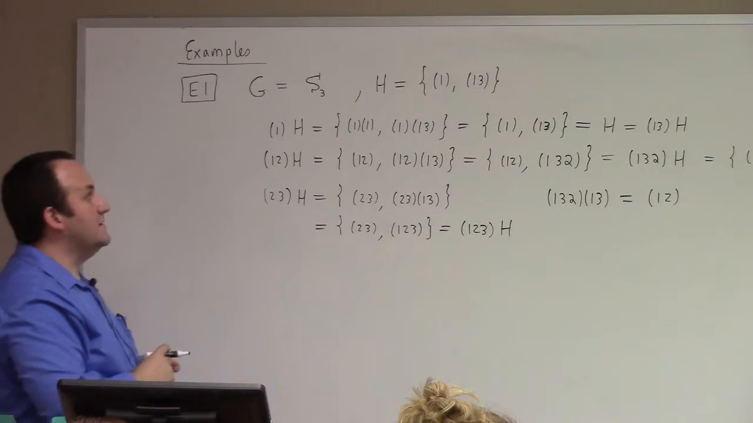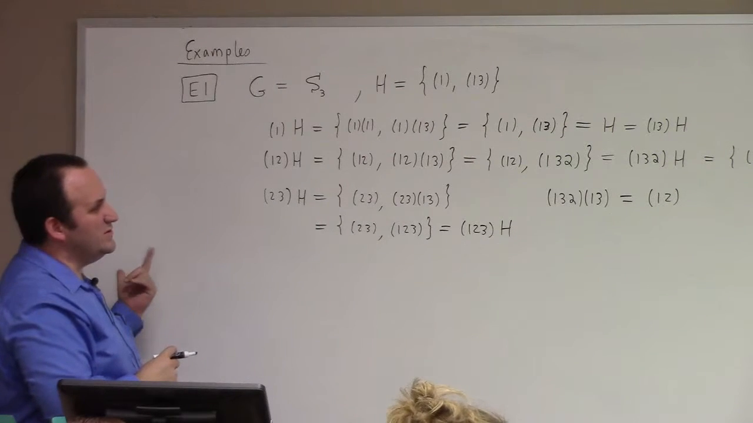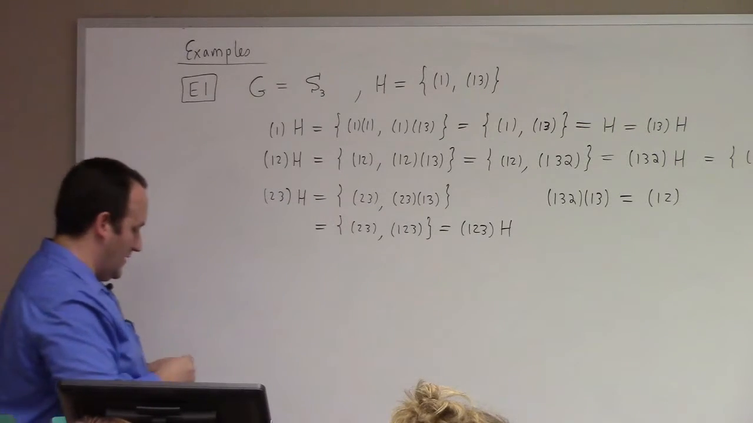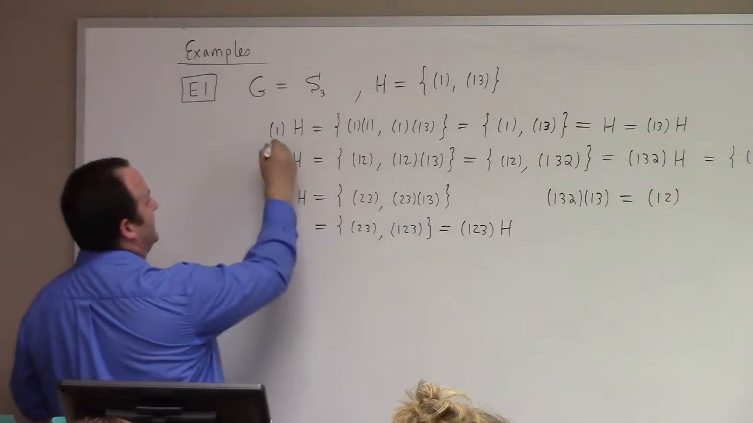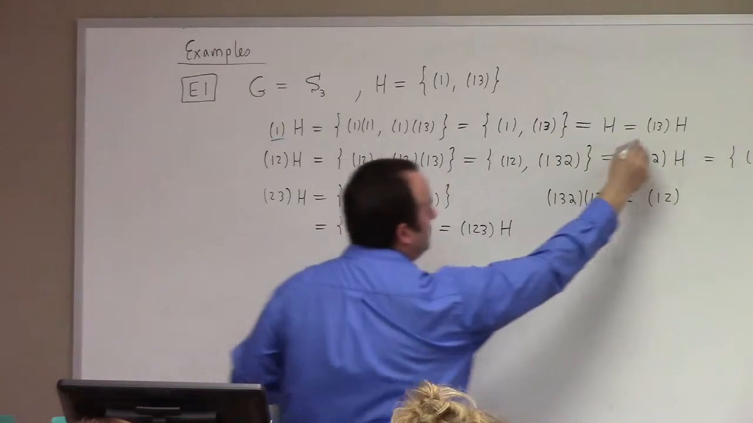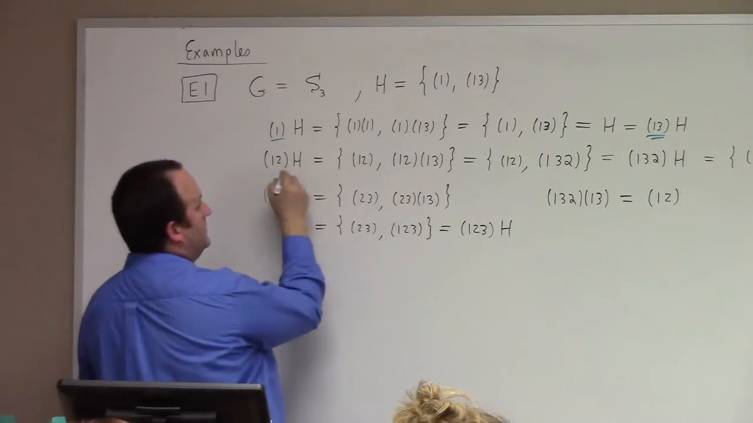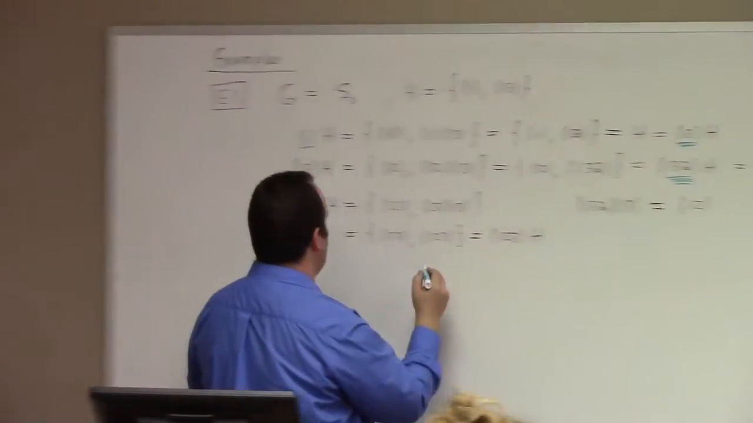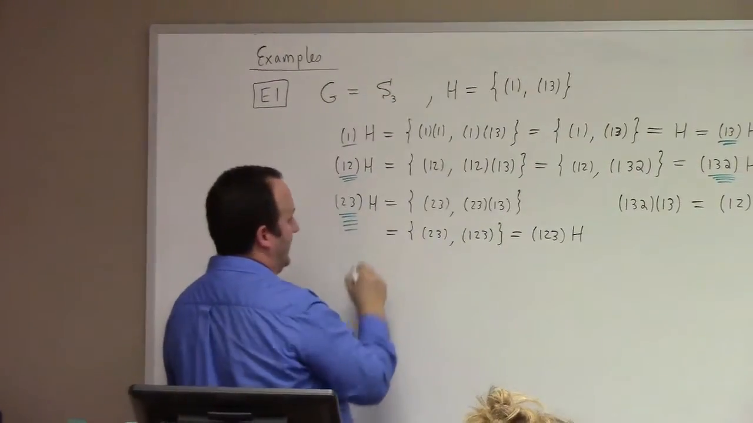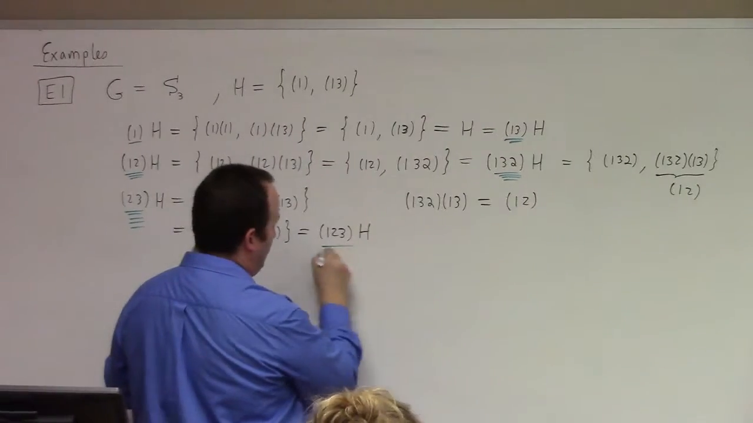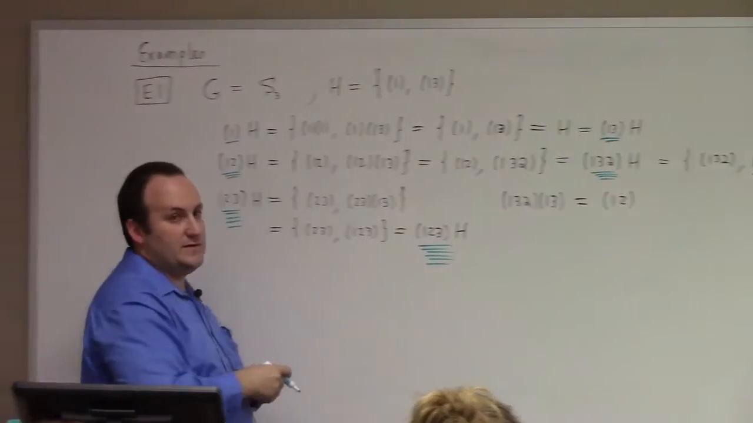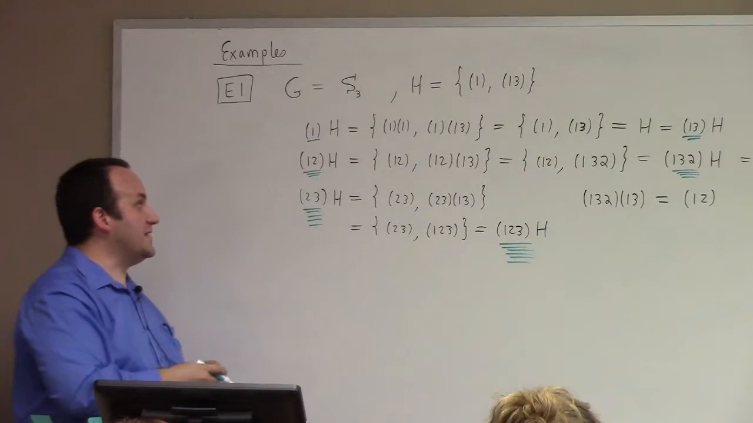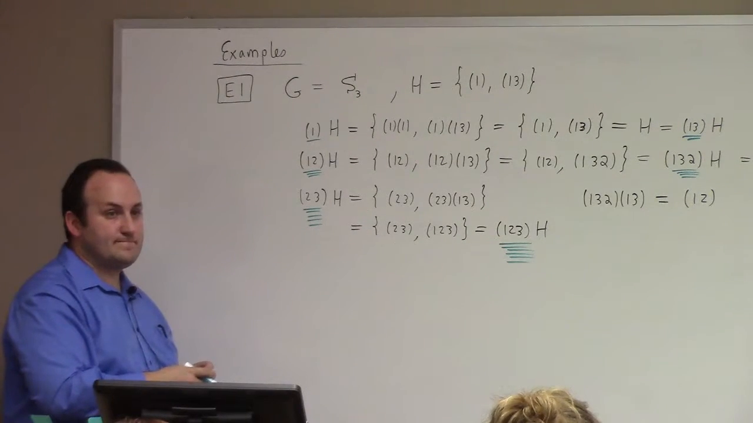Is there anything left? 1, (1 2), (1 3 2)... I mean, S3 is what? See here, 1, 2, 3, 4, 5. This is getting old. 6 elements. So that's everything. We've calculated all the cosets of H here. Right?